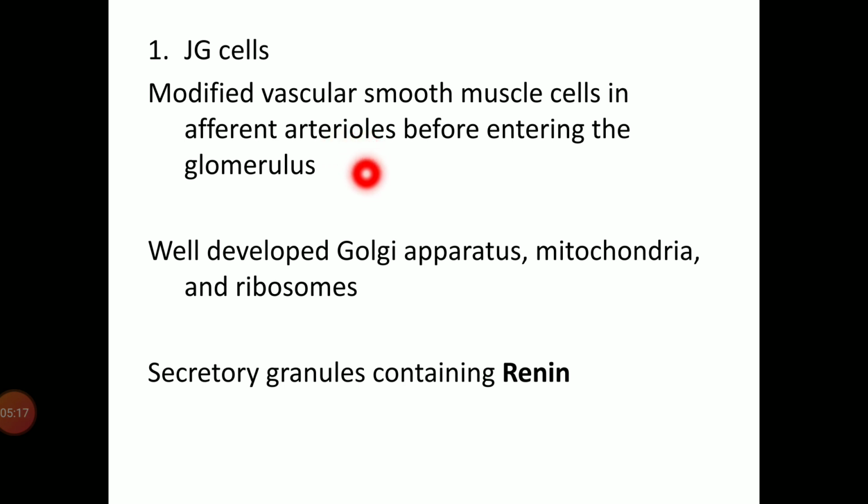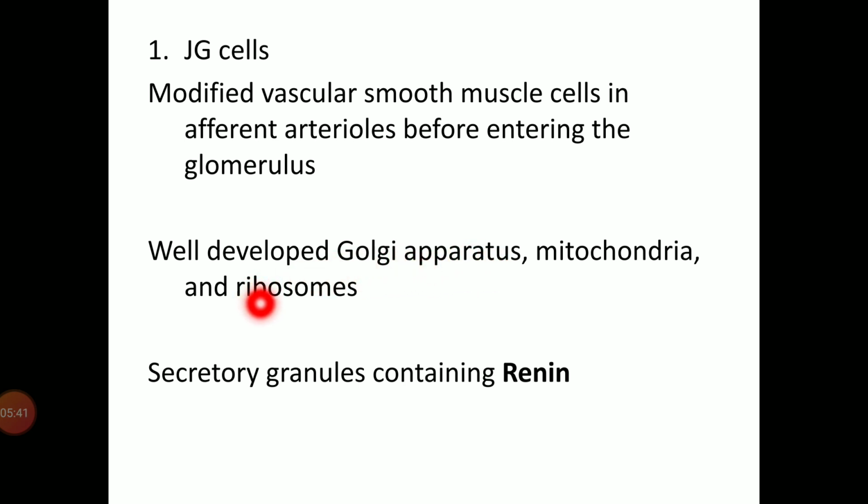It has been found that when this smooth muscle cell is modified, it has a well-developed Golgi apparatus, mitochondria and ribosomes. So let us tally the functions of these cell organelles. The ribosomes are the protein manufacturing plant, and the Golgi apparatus is the wrapping and packing department of the cell, right?